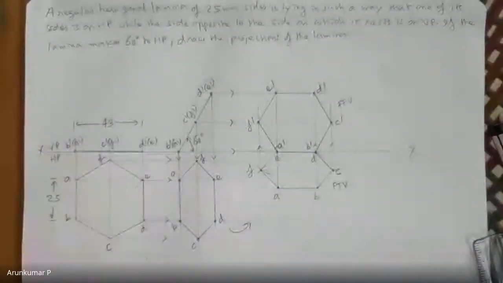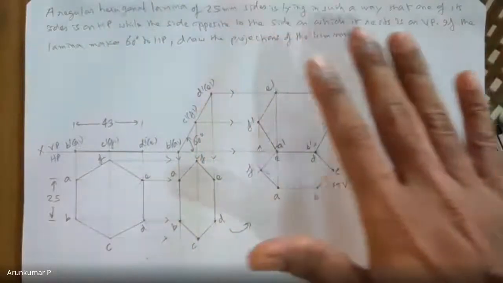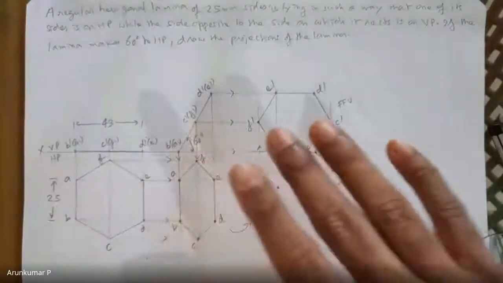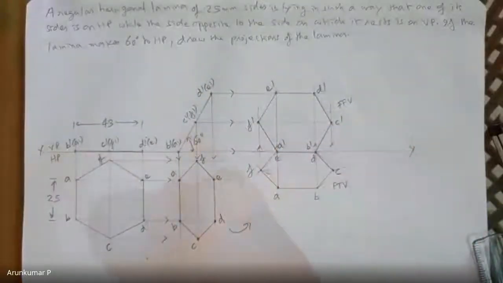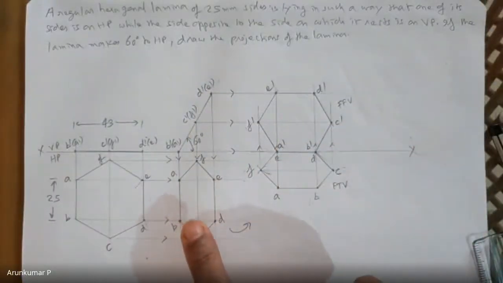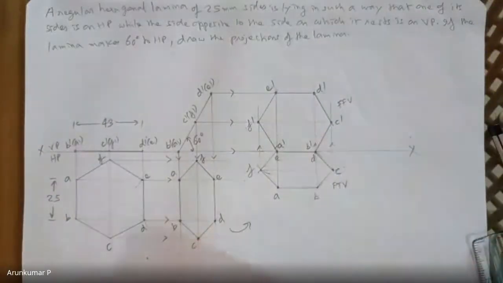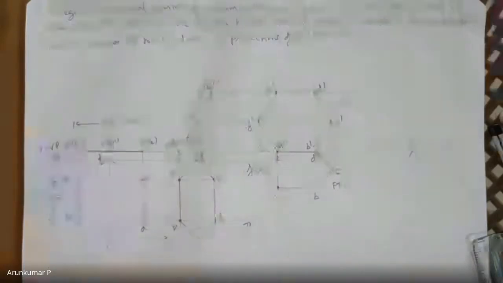Okay, so the conditions remain the same. Resting on HP, inclined to HP, everything is same. The only difference is that one corner should be on HP and the opposite corner should be on VP. Okay, so that problem we will take. I think there is one available in the book.